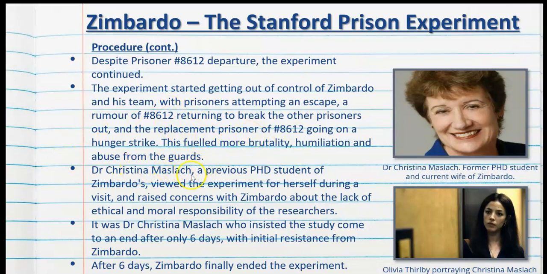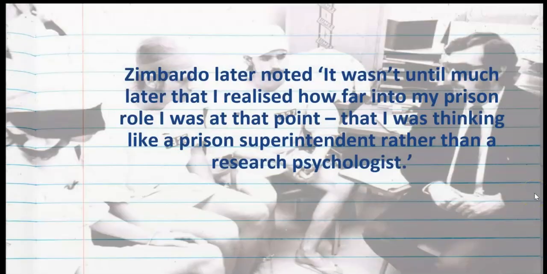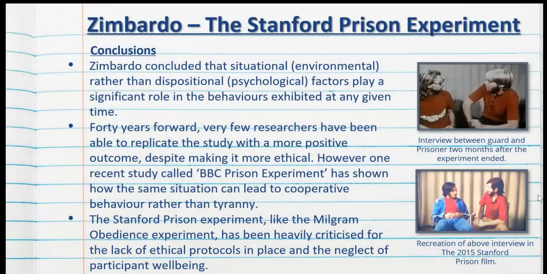Dr. Christina Maslach, a previous PhD student of Zimbardo's, viewed the experiment for herself during a visit and raised concerns with Zimbardo about the lack of ethical and moral responsibility of the researchers. It was Dr. Christina who insisted the study come to an end after only 6 days, with initial resistance from Zimbardo. After 6 days, however, Zimbardo finally ended the experiment. Zimbardo later noted, "It wasn't until much later that I realised how far into my prison role I was at that point, that I was thinking like a prison superintendent rather than a research psychologist."